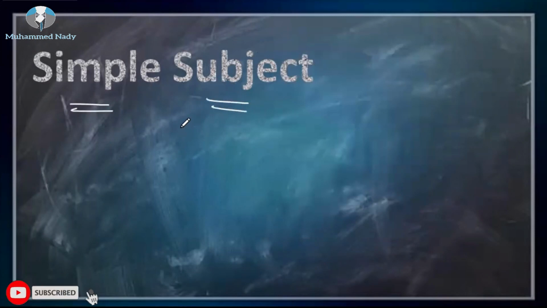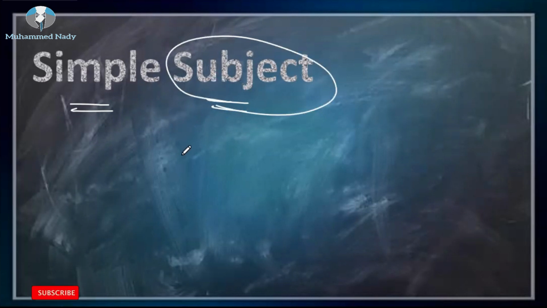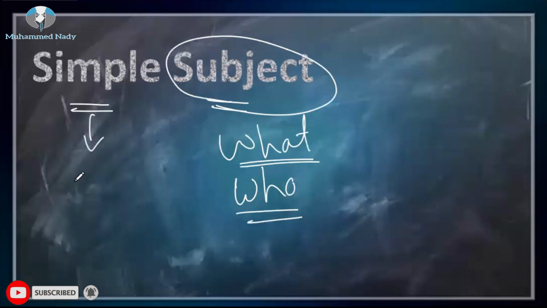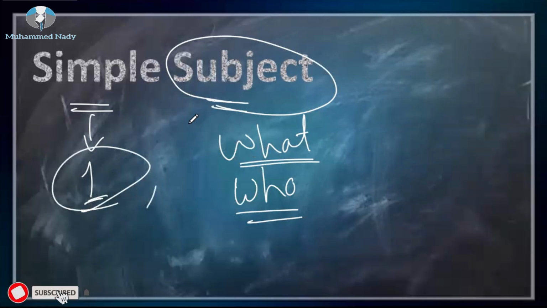Simple subject. First of all, let's look at the word subject. Actually, subject is what or who the sentence is about. So to know the subject of any sentence, just ask yourself this question: What is this sentence talking about, or who is this sentence talking about? And the word simple in grammar always means one word, okay? So simple subject is what or who the sentence is talking about, and it has to be one word. Remember that for the proper nouns, it could be more than one word.